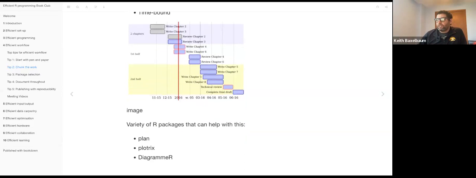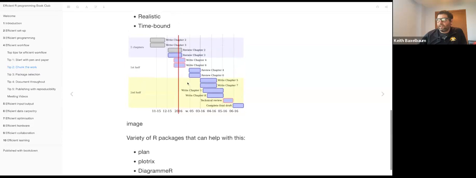So they mentioned a variety of R packages that can help with this. The three they mentioned are plan, plotrix, and DiagrammeR. And I think they said this figure was made in DiagrammeR. I haven't ever used any of the R internal ones. I've used Jira and Trello in positions I've been in, so those are external project management tools. But it's kind of cool to consider using the R internal ones. I don't know if anyone else has used them.